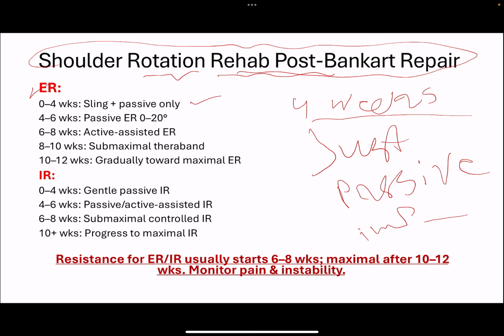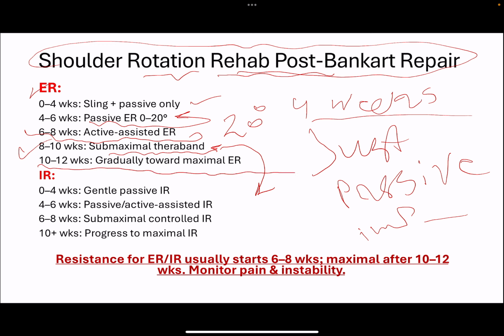From 4 to 6 weeks, passive external rotation until 20 degrees. From 6 to 8 weeks, active assisted external rotation. From 8 to 10 weeks, submaximal Theraband resisted exercise. From 10 to 12 weeks, gradual progress toward maximal external rotation. Okay, internal rotation from 0 to 4 weeks, gentle passive internal rotation.